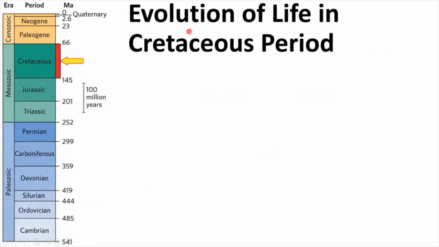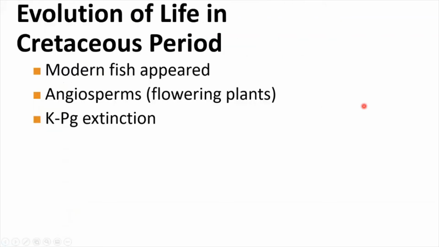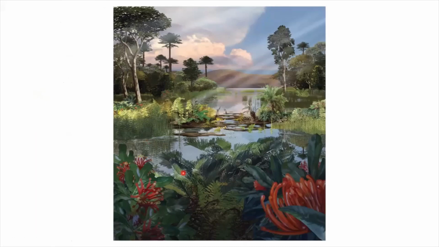What did the evolution of life look like in the Cretaceous period? We see modern fish appearing. We see angiosperms, which are flowering plants. Those first appeared in the Cretaceous. And we also have our Cretaceous-Paleogene mass extinction. So this is just a paleoartist reconstruction of what the Cretaceous would have looked like. We start seeing the appearance of flowering plants. Those are what our pollinators like.